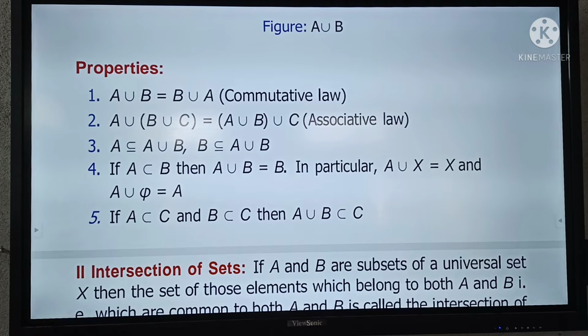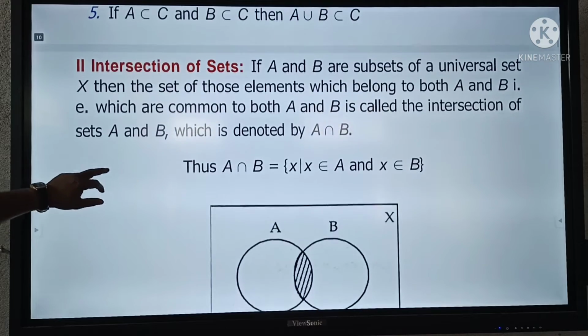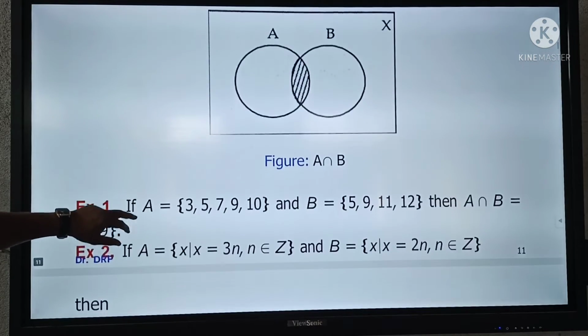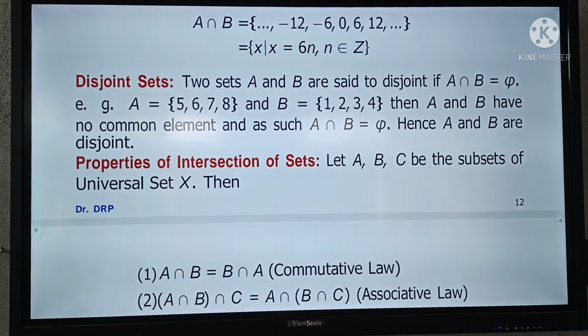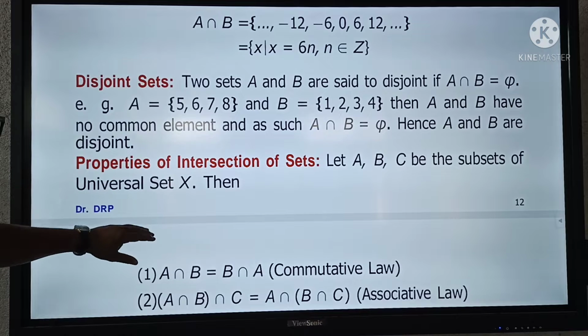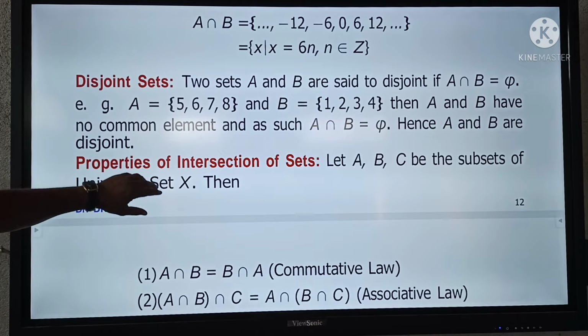These are the properties. Intersection of sets means the common elements contained in these two sets. What is meant by intersection? We also know these things. Disjoint sets means the intersection of these two sets is an empty set, then we call it a disjoint set. That is, two sets A and B are said to be disjoint if A intersection B is equal to phi. For example, A is {5, 6, 7, 8} and B is {1, 2, 3, 4}. Then A and B have no common elements, and as such A intersection B is an empty set. Then we say A and B are disjoint sets.